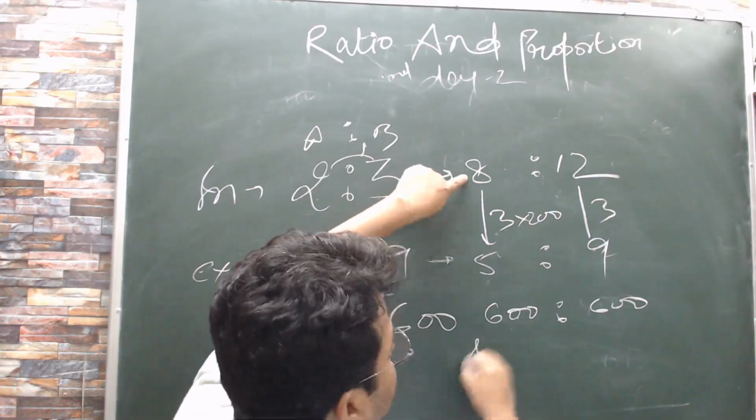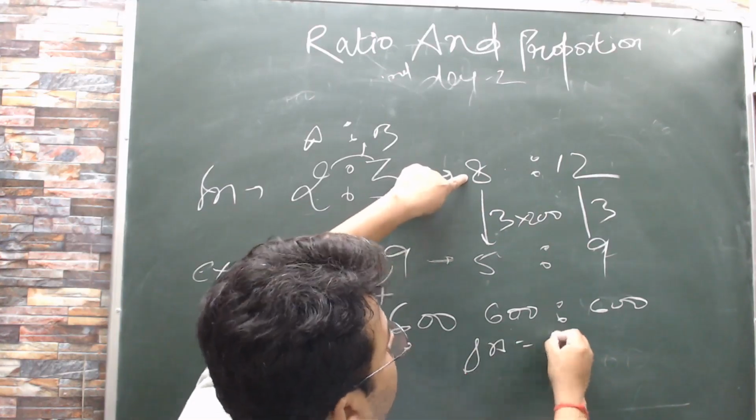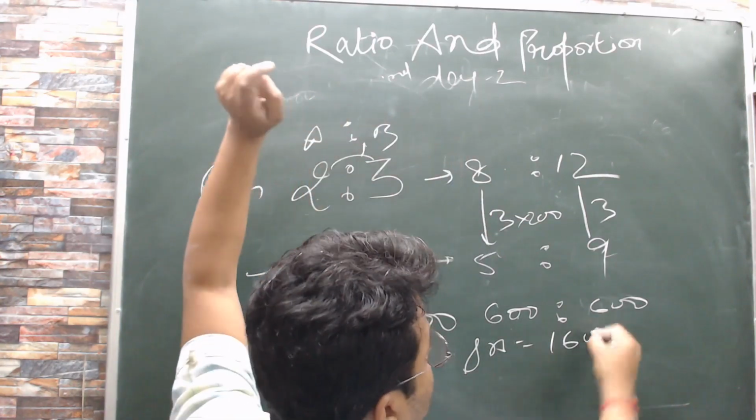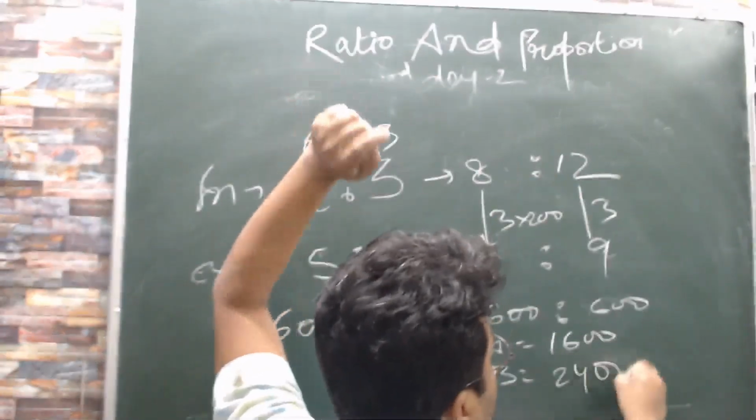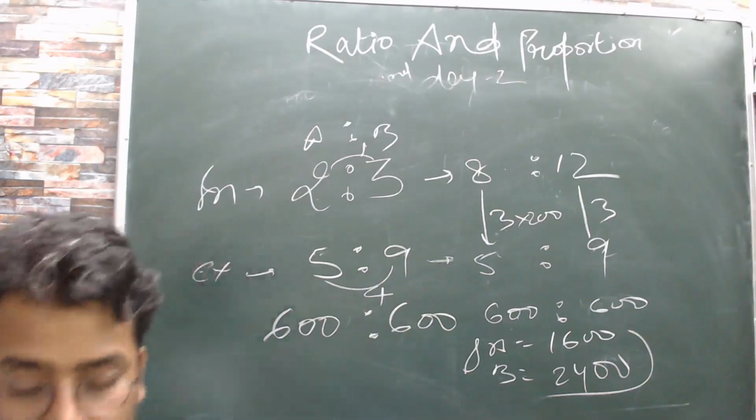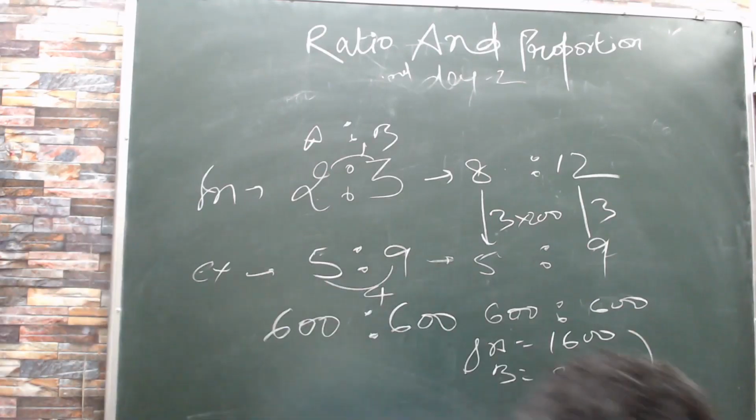So what is the income of A? Income of A is 8 into 200, 1600. What is the income of B? 200 into 12, 2400. This is the income of A and B. Right? Do it.